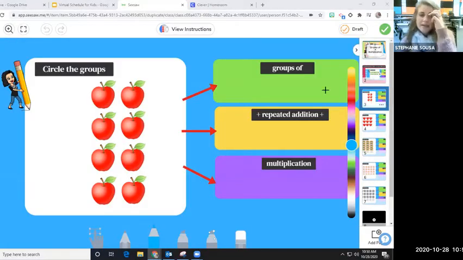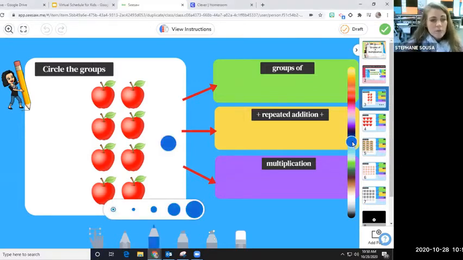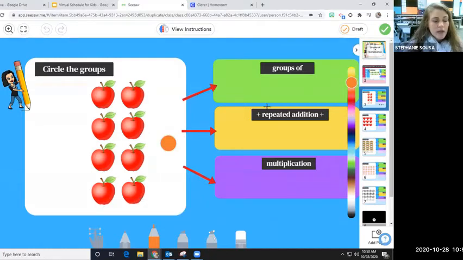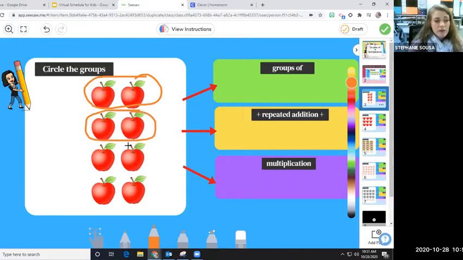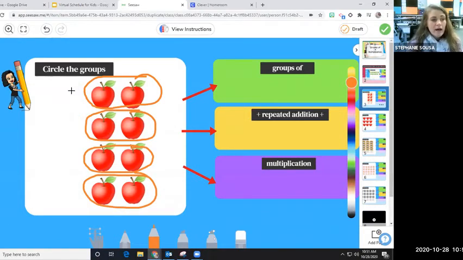Great. Okay, taking a look at slide 3. Our first step is to circle the group. So go ahead and grab your pen, put your favorite color on there, and we're going to circle our rows going straight across. This is one. This is another one. This is another one. And this is another one. We have 1, 2, 3, 4 groups.